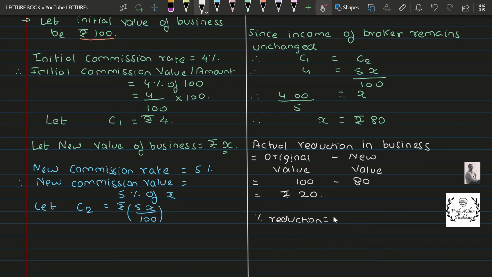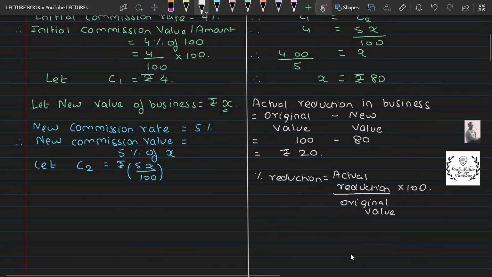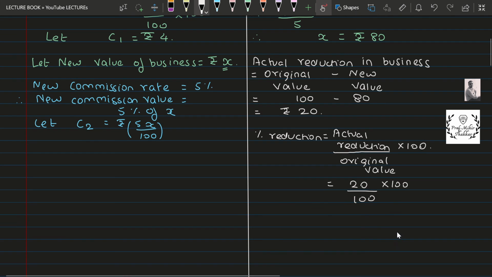So I will get over here percentage reduction is actual reduction upon original value, whole multiplied by 100. So this is going to be equal to 20 upon 100 into 100. So that is equal to, in fact, it has to be 20 percentage.